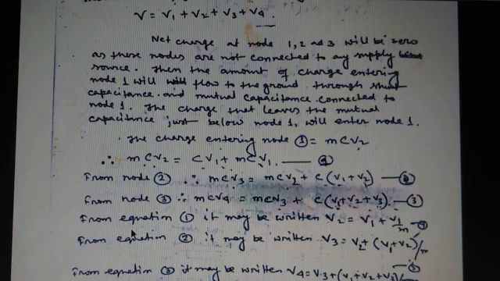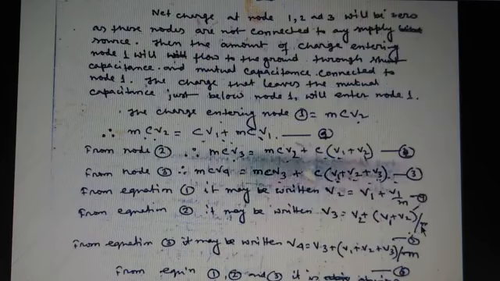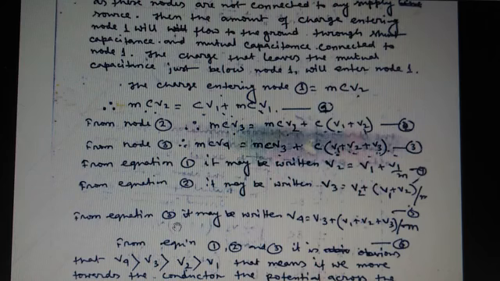From equation 1, it may be written as V2 equals V1 plus V1 by M, and this is called equation number 4. From equation 2, it may be written as V3 equals V2 plus (V1 plus V2) divided by M, and that is equation number 5. And from equation number 3, it may be written as V4 equals V3 plus (V1 plus V2 plus V3) divided by M, that is equation number 6.